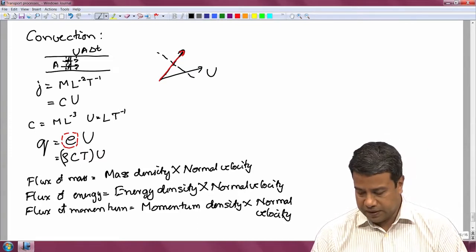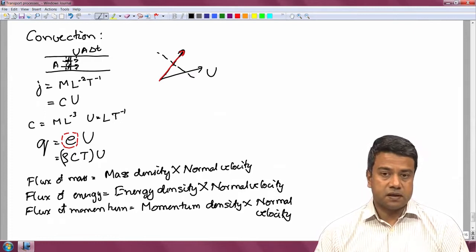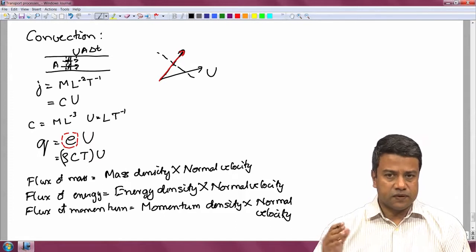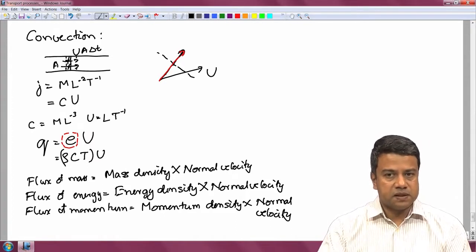So that is convection. The convective transport of material across the surface, just equal to the normal velocity perpendicular to the surface times the density of either mass, momentum, or energy.